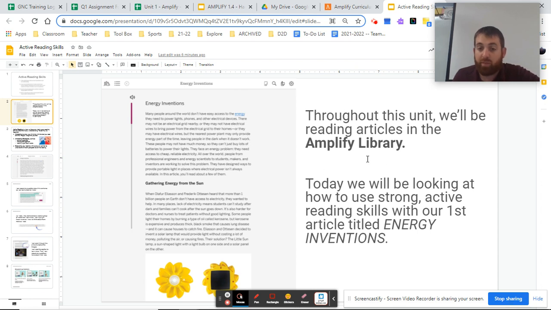Anytime we read an article from our Amplify library this year, we're going to be using what are called our active reading skills. And today we're going to look at what those active reading skills are. We're going to be applying them to our article that we read, all so that we can, number one, get the most out of what the article is presenting to us, and number two, so we can begin thinking about how we can apply this new information to help our rescue team and the problem that we're trying to solve.